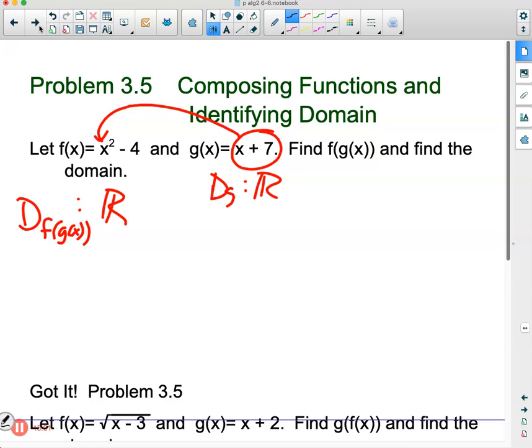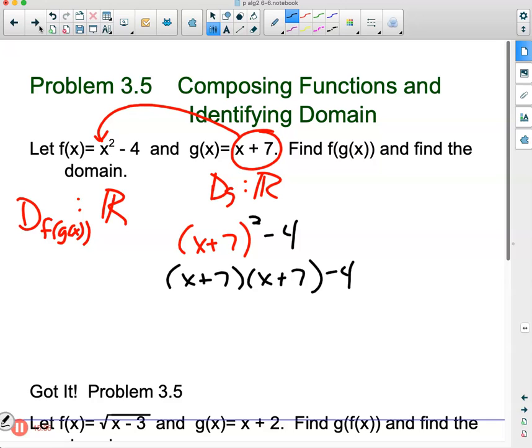Now comes the math. I have to take everything in g of x, which is all of this, and I have to put it right there. So it's going to be (x plus 7) squared minus 4. And then we'd have to simplify it. But we've been adding, subtracting, multiplying, and dividing, so this is not new math. We know that this 2 goes to the closest thing to its left, which is parentheses. So we'd write them out twice. Then what would we do? Yeah, FOIL.